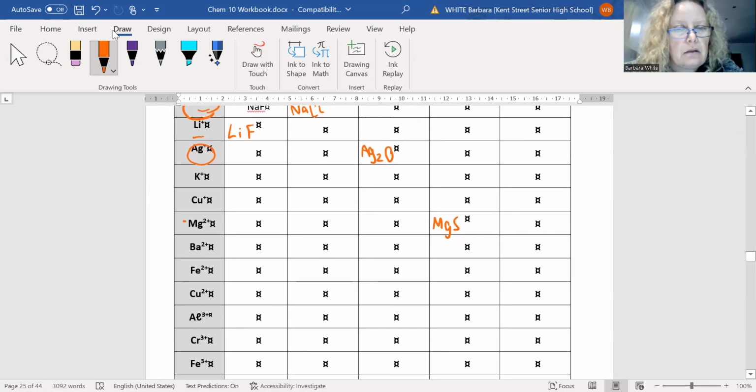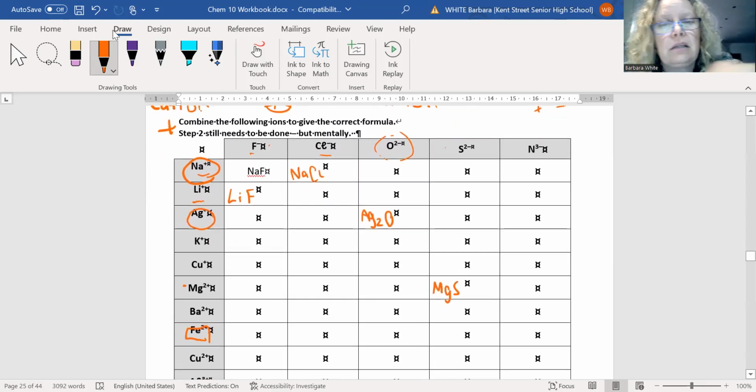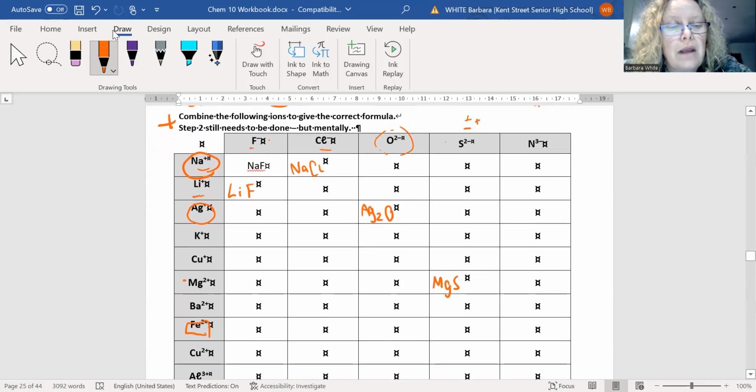What's a bit trickier? Iron with 2 pluses, Fe2+, with fluoride -1. So you've got 2 pluses with the iron, 1 minus with the fluoride. I'm going to need another minus. I'm going to need another fluoride. So we write it like Fe. You've got 1 iron and 2 fluorides. And it's called iron fluoride, and its formula is FeF2.